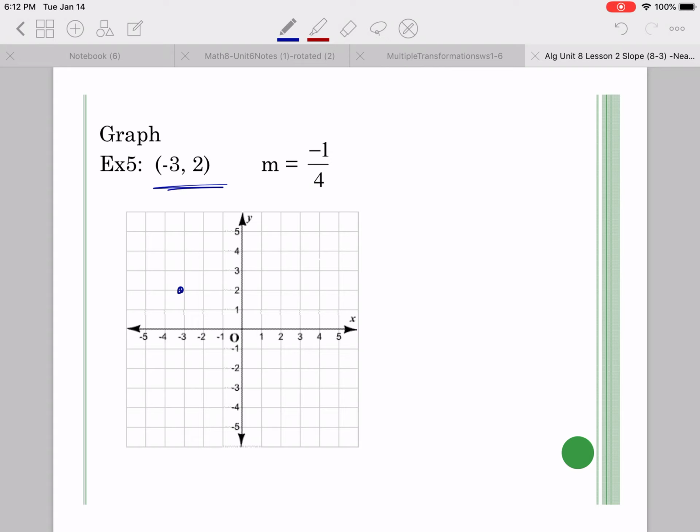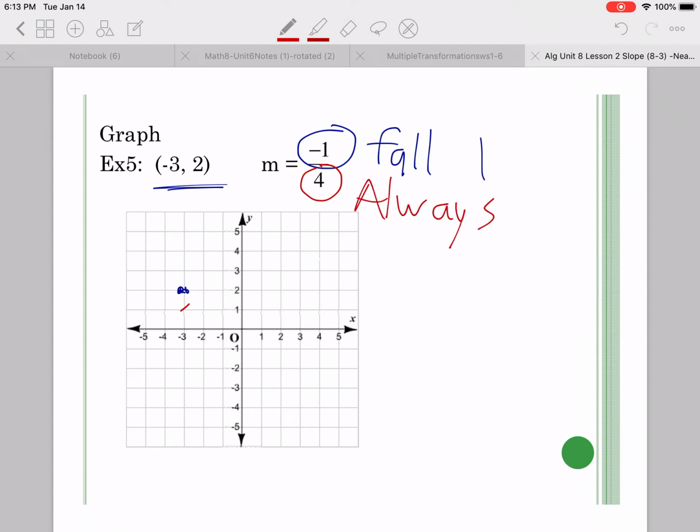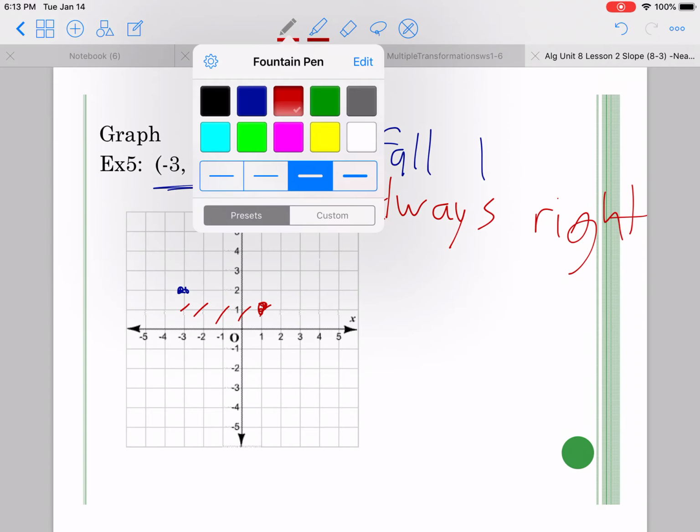-3, 2 starts right about there. And then a slope of -1. Notice instead of rising, if we're rising a negative number, we're actually falling. So we're going to fall 1 here, so that goes down 1 to there. And then I always like to say the number on the bottom is always going to the right. You can use the sign on the top to decide whether you're going up or down, but the number on the bottom, you can always go to the right. So here we're going to go 4, 1, 2, 3, 4 to the right. So that's where that second point should end up.